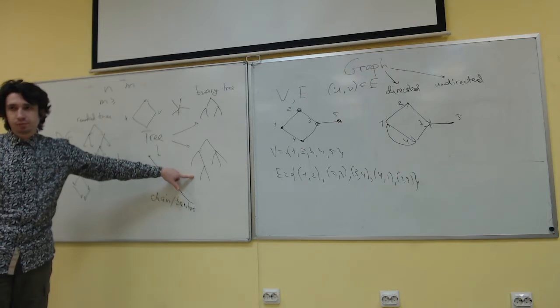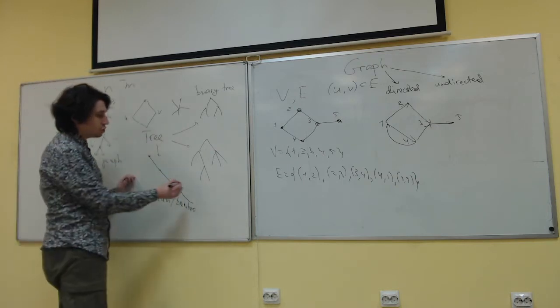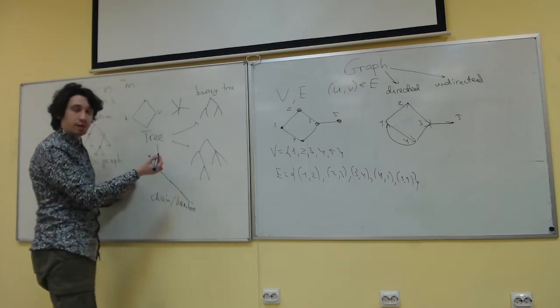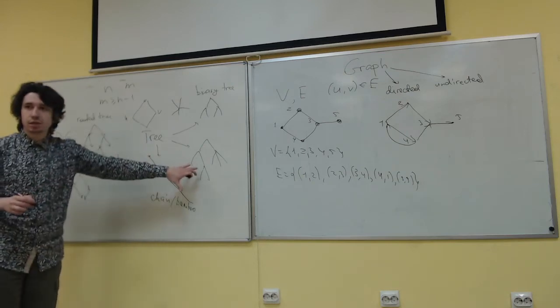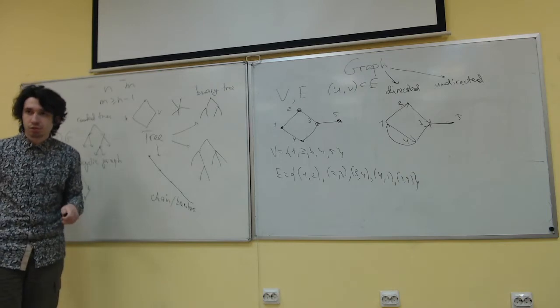Exactly n, one for each vertex. Not exactly, because as you can see, each vertex in this case has a parent, except one. So n minus 1. And it doesn't have cycles, so it's kind of the best graph possible in the sense of the number of edges.